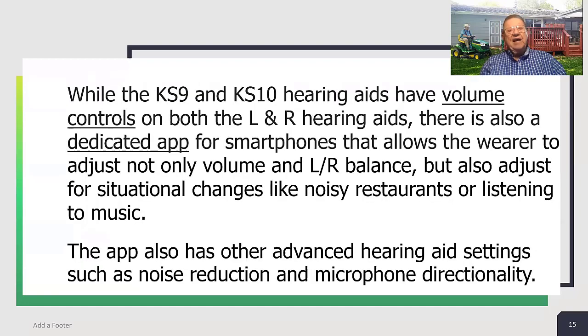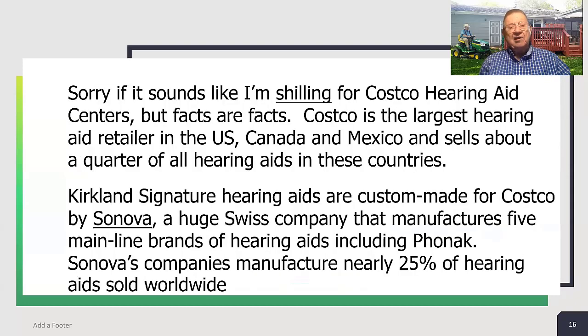While the KS9 and the KS10 hearing aids have volume controls on both the left and right hearing aids, there's also a dedicated app for smartphones that allows the wearer to adjust not only for volume and left-right balance, but also adjust for situational changes like noisy restaurants and listening to music. The app also has other advanced hearing aid settings, such as noise reduction and microphone directionality.